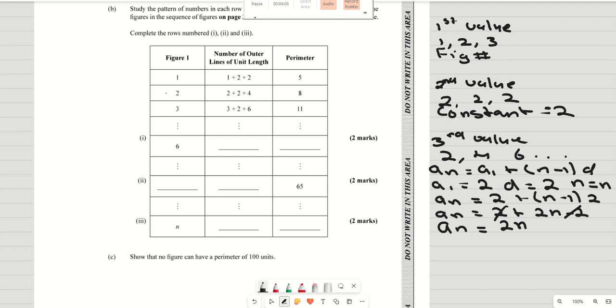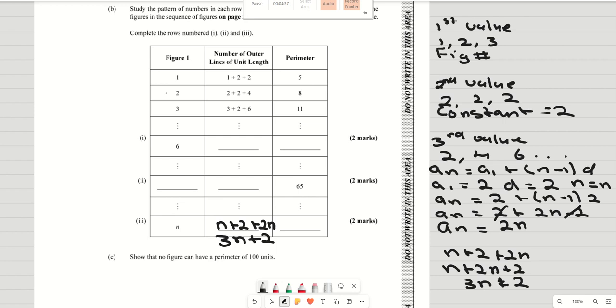So if I put it in, the first value is N, which is my figure number, plus 2 plus 2N. Now, when you see N plus 2 plus 2N, we group like terms: N plus 2N plus 2. N plus 2N is 3N, so it's going to be 3N plus 2. That will be your answer for the formula for N. Now, once you find this out, it's easy to do these other two.